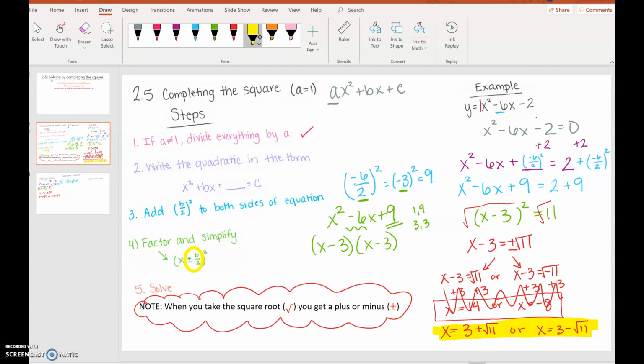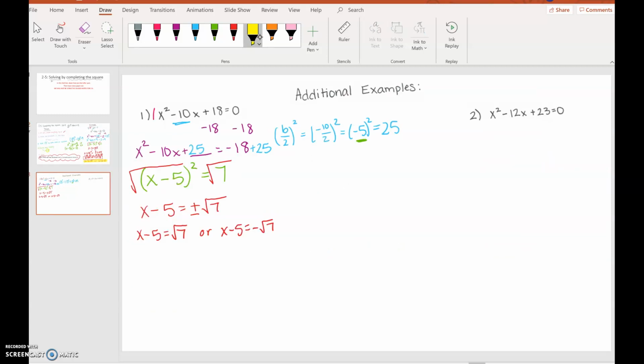Okay, so let's go back. So the square root doesn't just disappear. So then you have these here, and you add 5 to both sides. So then we have x equals 5 plus the square root of 7, or x equals 5 minus that square root 7, and that would be your final answer there.